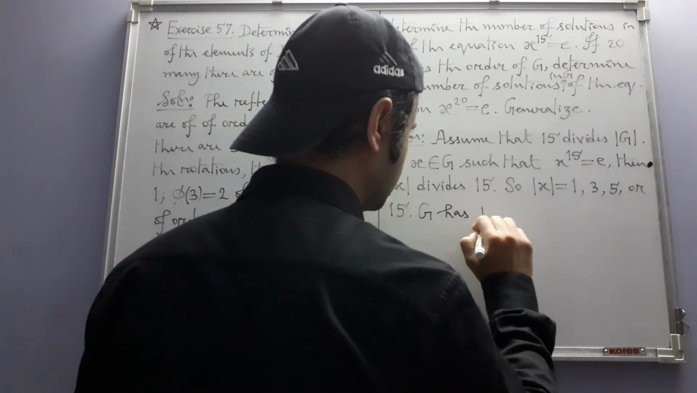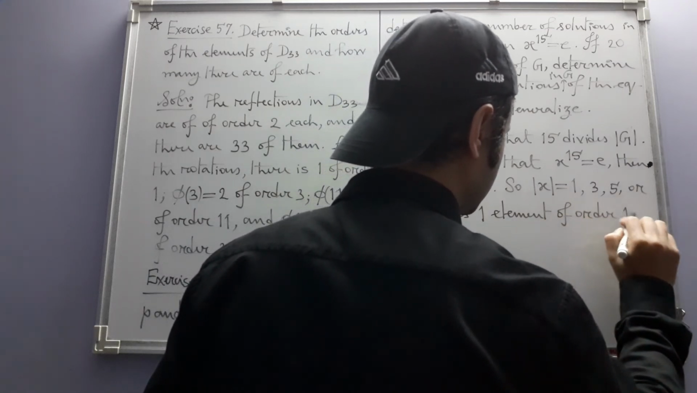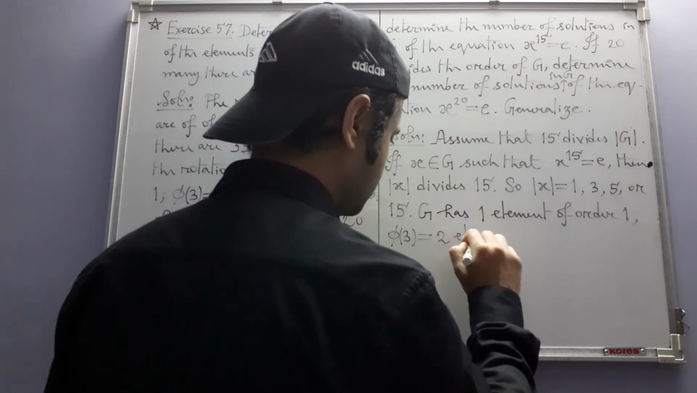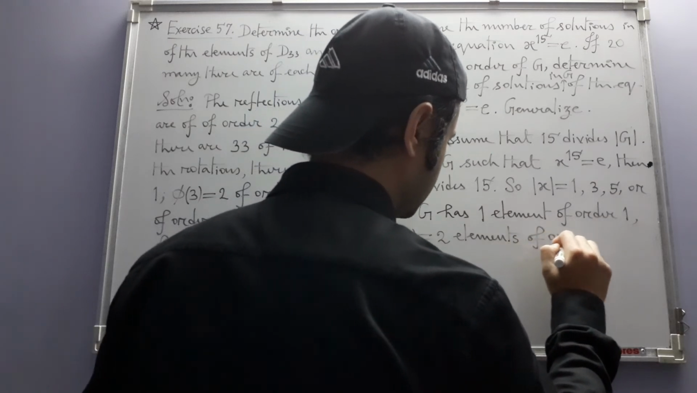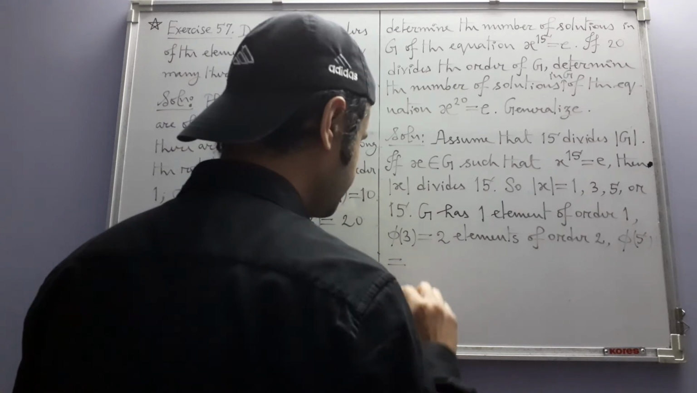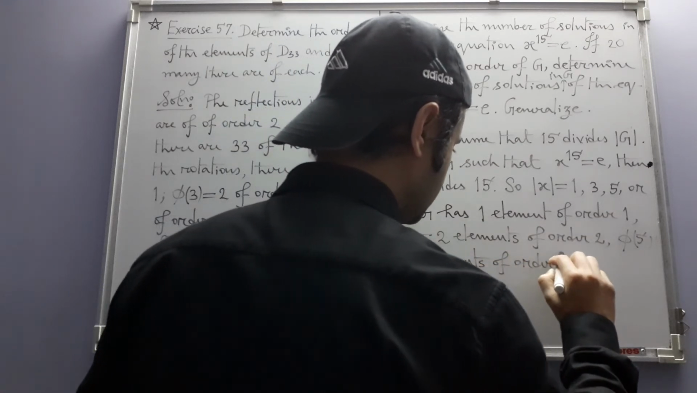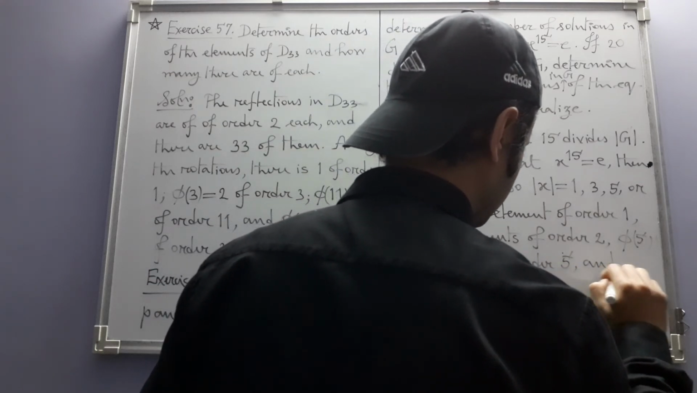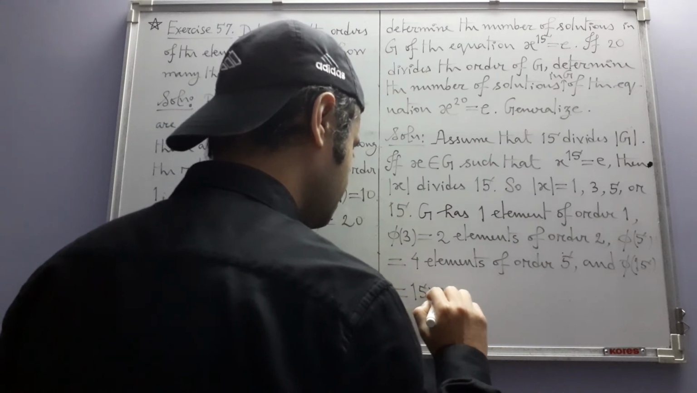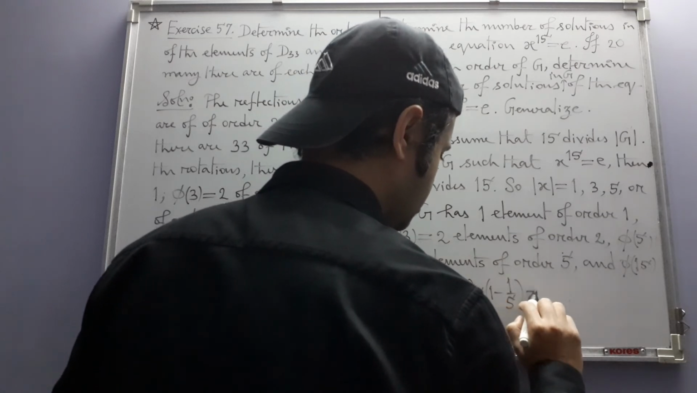G has one element of order 1, phi of 3 equal to two elements of order 3, phi of 5 equal to 4 elements of order 5, and phi of 15, that is 15 times (1 minus 1 over 3) times (1 minus 1 over 5). So 2 times 4, 8.